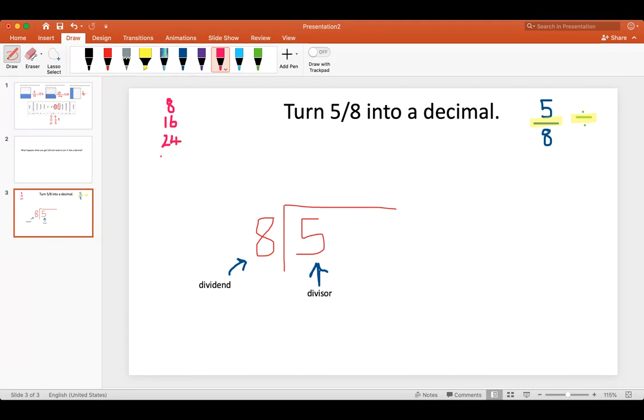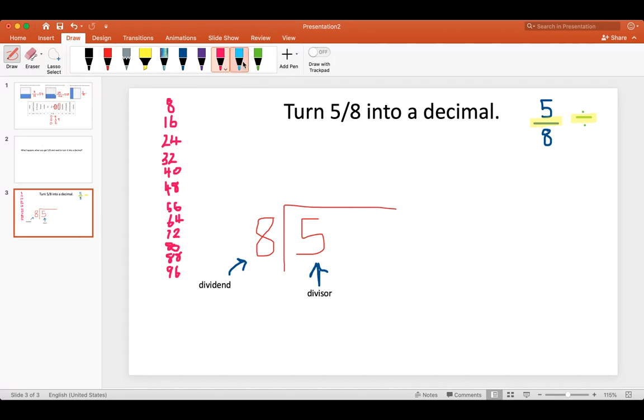8, 16, 24, 32, 40, 48, we've got 56, 64, 72, we've got 80, we've got 88, and we've got 12 times 8, which equals 96. So this is quite a handy little guide to have to refer to.